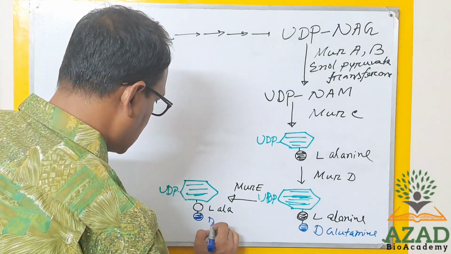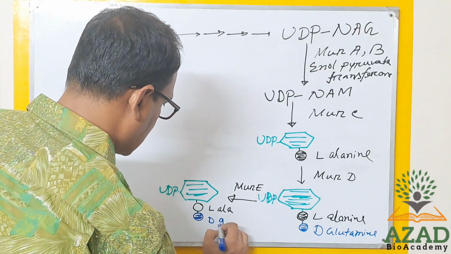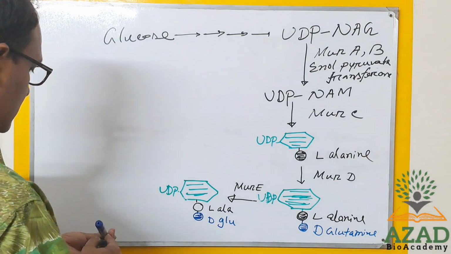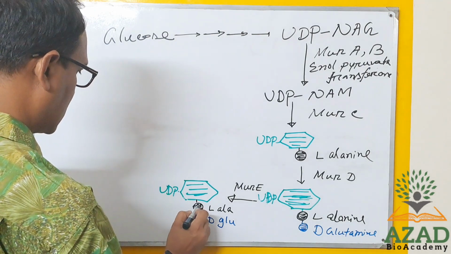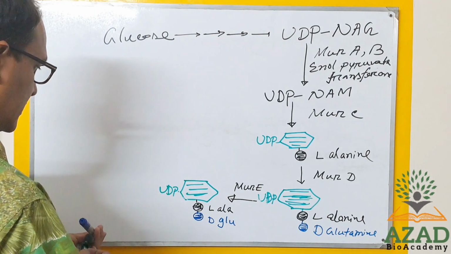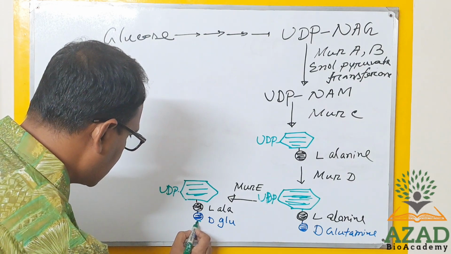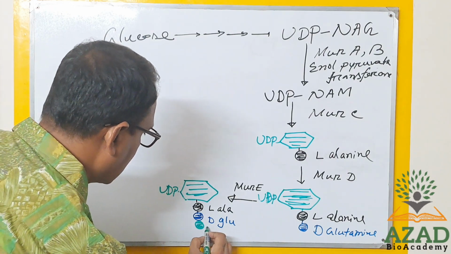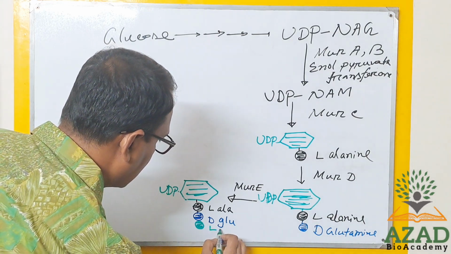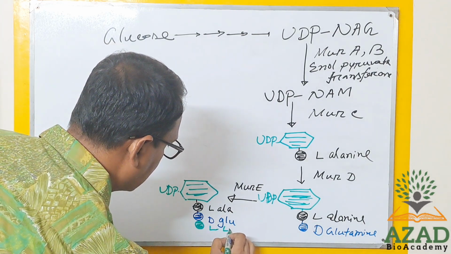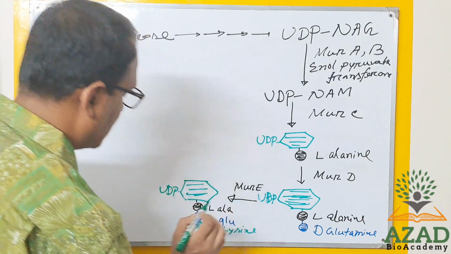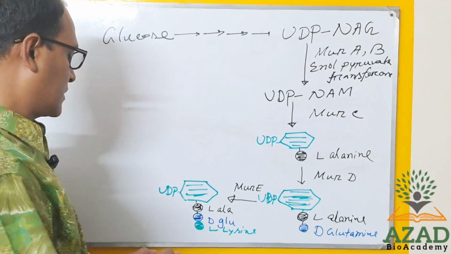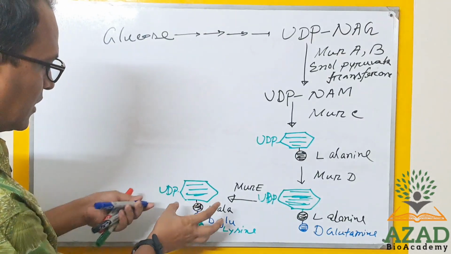Then this is D-glutamine, and now a third amino acid will attach here, that is L-lysine. Okay, L-lysine will attach with this dipeptide.